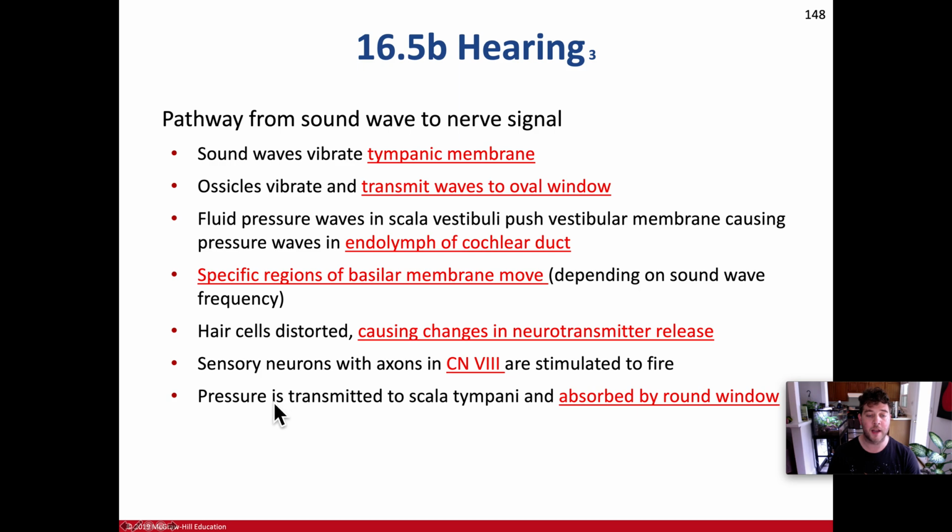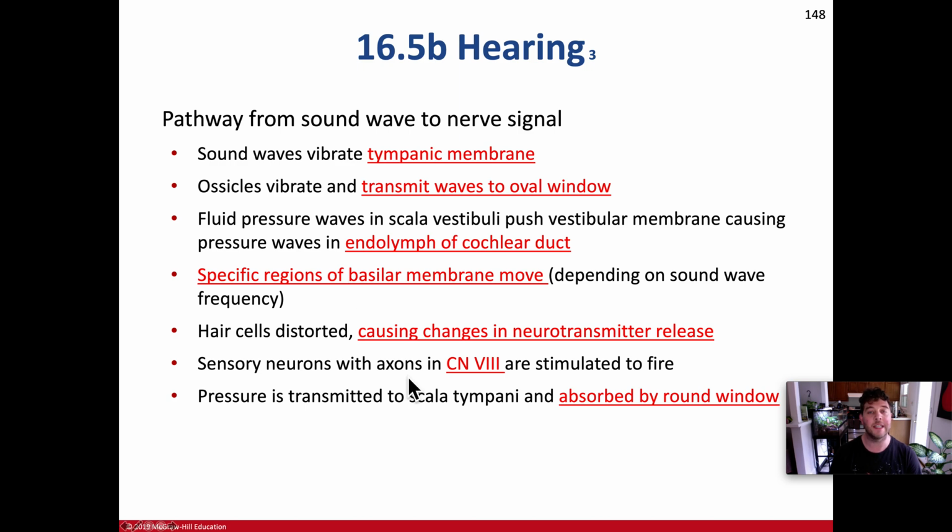And the pressure transmitted to the scala tympani is absorbed by the round window. This is just kind of tacked on the end there, but you remember that the middle ear has both an oval window and a round window. The oval window is what the stapes attaches to, and it's what it vibrates against to send the sound wave signal.